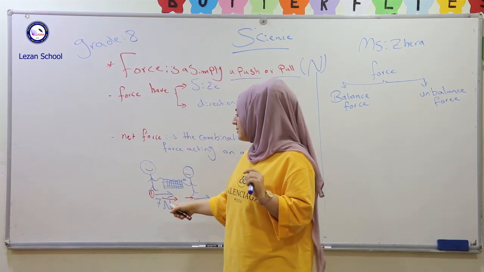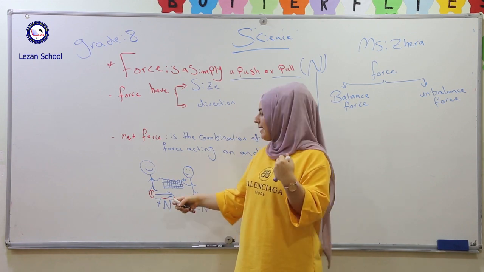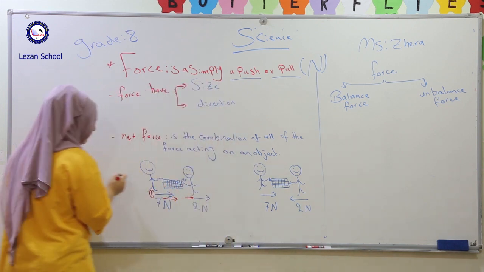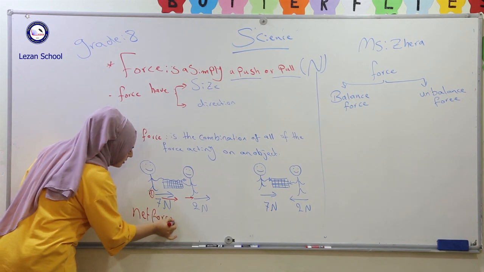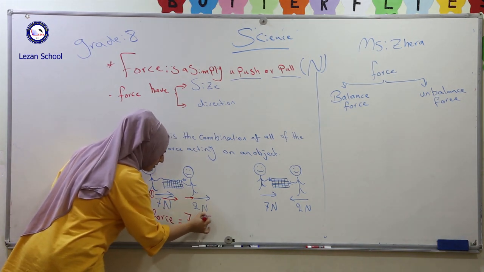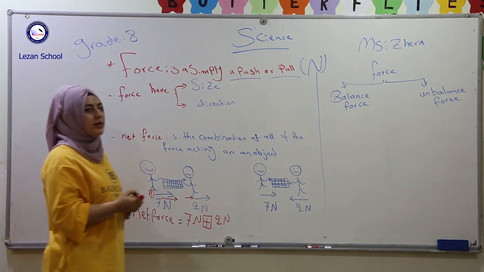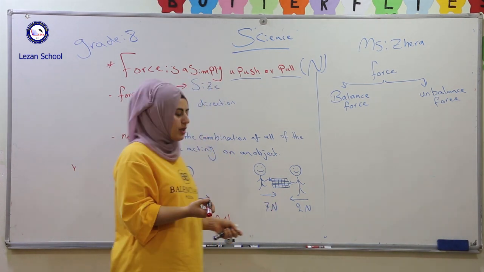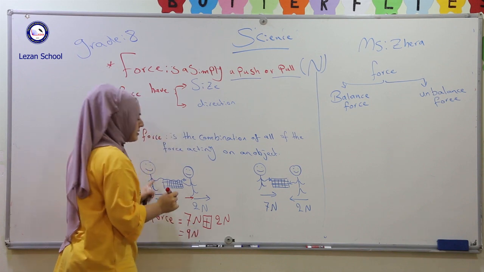In the first picture, the forces are in the same direction. If I want to find the net force, you write down net force equals 7 Newton plus 2 Newton. Why plus? I'll ask you the question: why do we use plus this time? You say because of the same direction. So 7 plus 2, write down 9 Newton. This is the first picture.